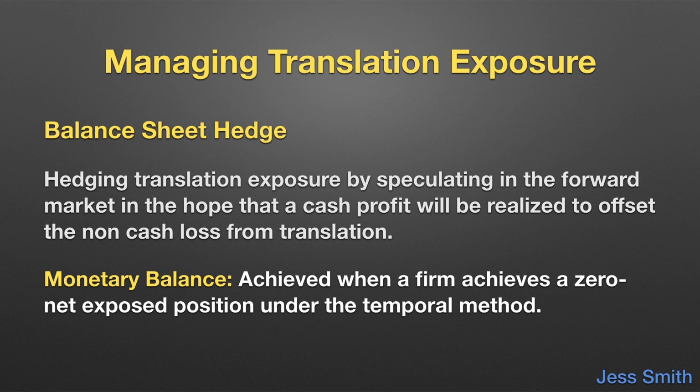A change in the exchange rates will change the value of exposed liabilities in an equal amount, but in a direction opposite to the change in the value of exposed assets. If a firm translates by the temporal method, a zero net exposed position is called monetary balance. This is something that cannot be achieved under the current rate method because total assets would have to be matched by an equal amount of debt, but the equity section of the balance sheet must be translated at historic exchange rates.